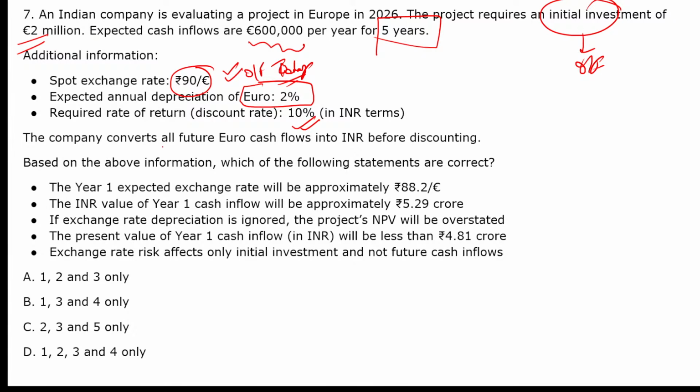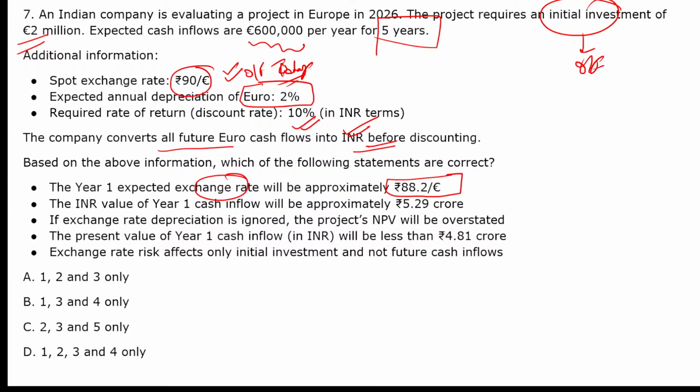The company converts all future euros into INR before discounting. Okay, makes sense. The year one expected exchange rate will be approximately 88.2. Based on the above information, which of the following statements are correct? That year one expected exchange rate will be approx 88.2 per euro. Do you think this is correct?